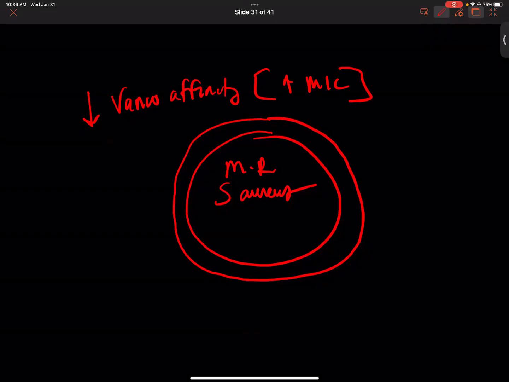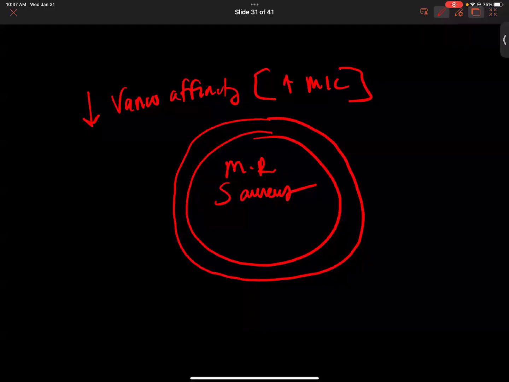Methicillin-resistant Staph aureus. If it's not the VAN-A gene, what else can be going on inside that bacterium? What is it doing or producing that might lend to this elevated MIC? It could be making decoys of the D-alanine. One more time. Making decoys. Decoys. I love it. A decoy.